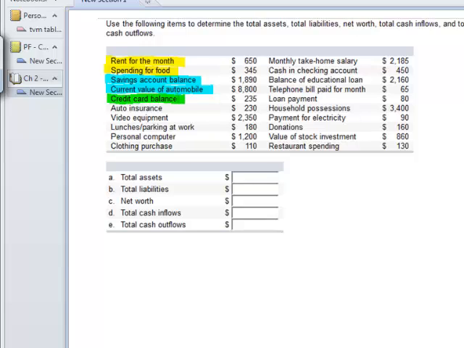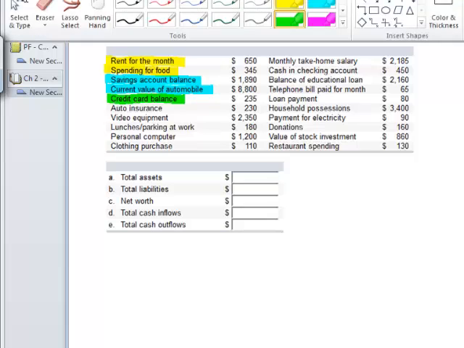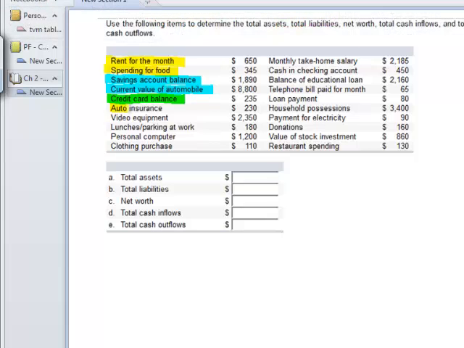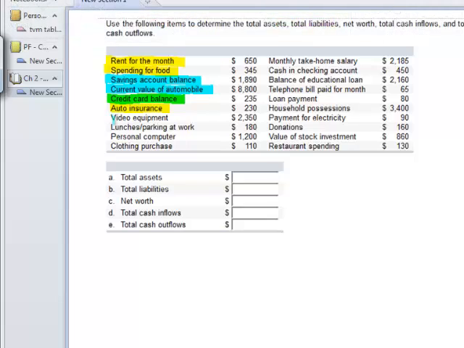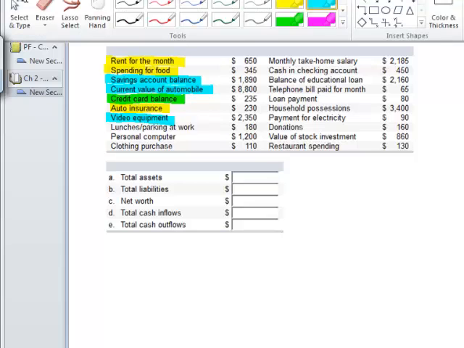Auto insurance, that's money I'm going to have to spend. So that is going to go under money outflows. All right, I'm going to have to spend money every month to pay for my car insurance. That money is going out. Video equipment, so this is stuff like your music system, TVs, things like this. These are assets, so that's going to be blue. Video equipment. Lunches, parking at work, those are things that you're going to have to spend your money on. So that is going to count as a money outflow. So that is going back to yellow.